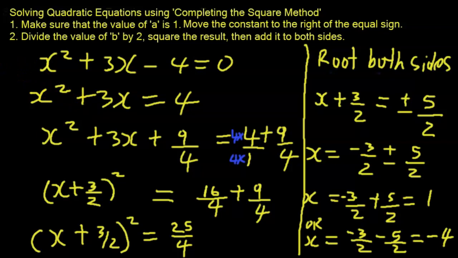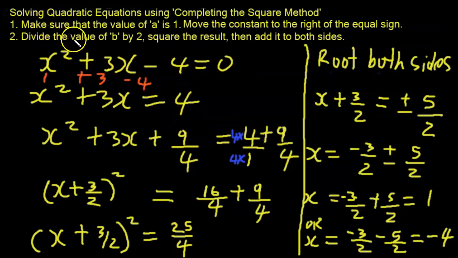And of course we can always try our answers. Let me just try 1. If x is 1, 1 squared is 1, right? If x is 1, 3 times 1, that's 3. So 1 plus 3, and then you have a minus 4, which will give us 0. Same thing on the right hand side.